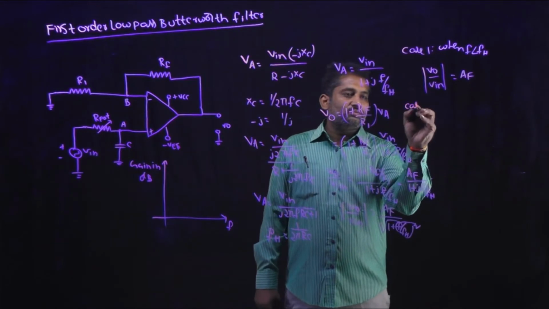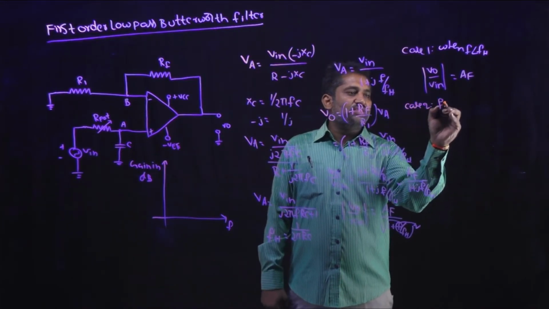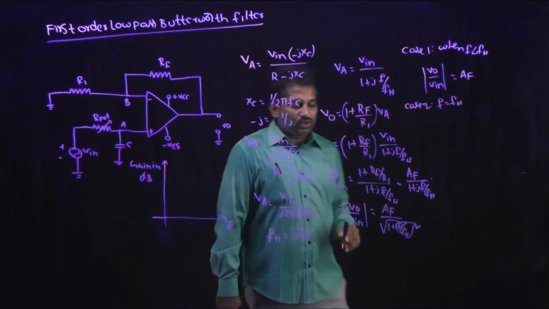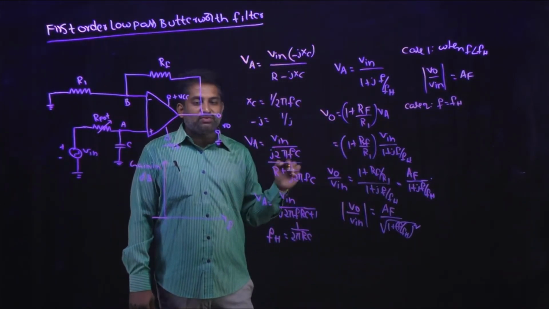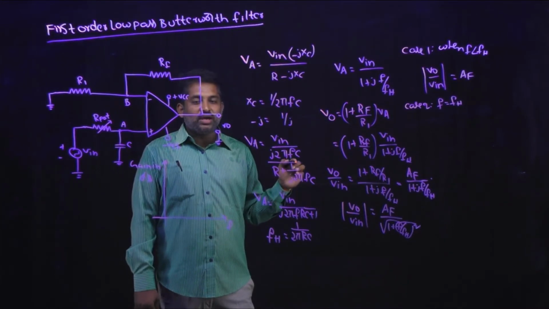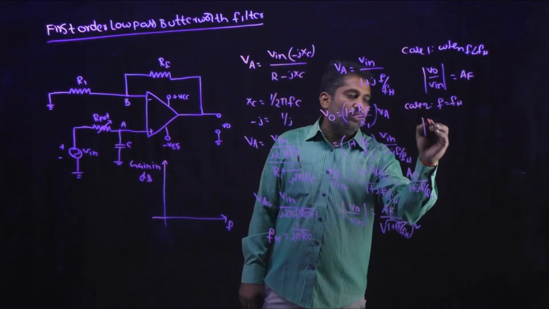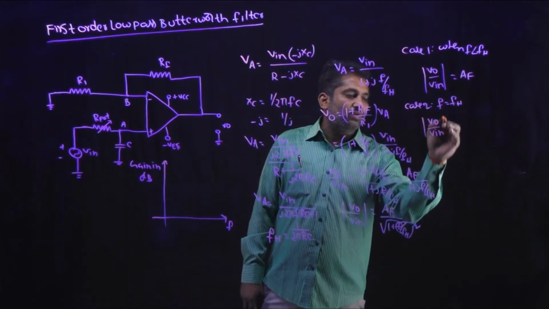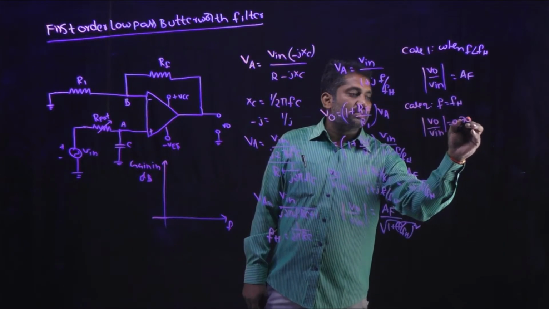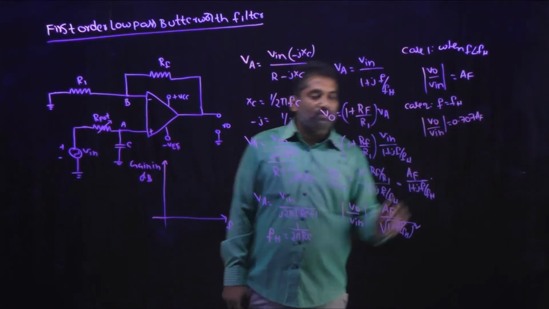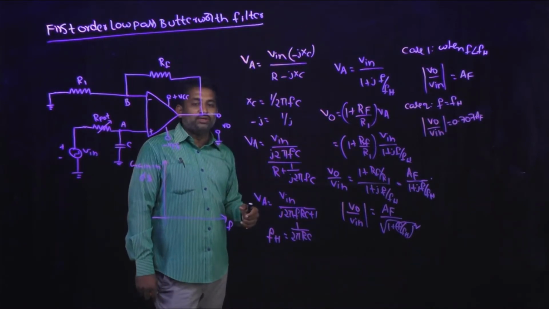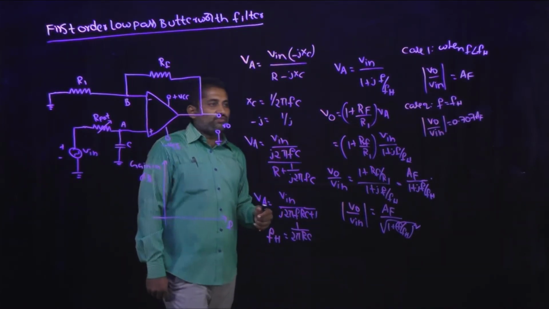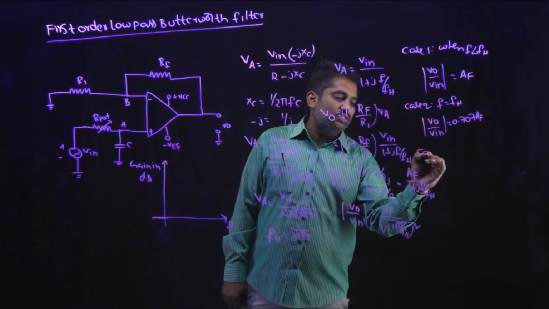Case 2. What happened when F is equal to FH? At F equal to FH, we will get AF divided by square root of 1 plus 1, that is nothing but AF divided by square root of 2. That means the gain will be equal to 0.707 into AF. Exactly at the cutoff frequency, the gain will become 0.707 into AF.